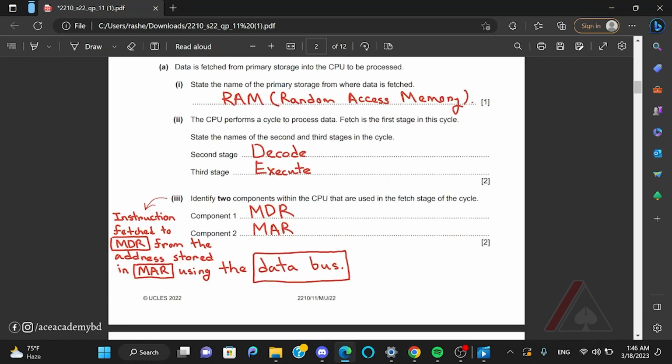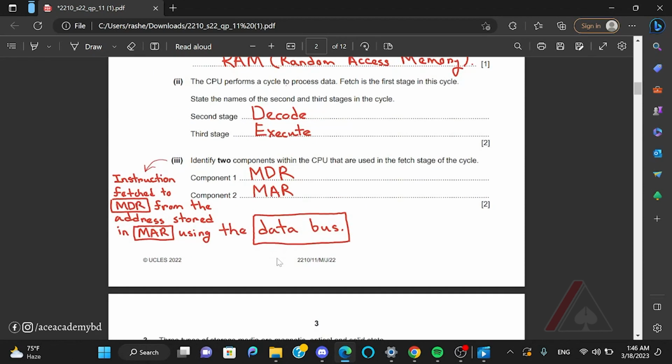So moving on. Number 3, identify 2 components within the CPU that are used in the fetch stage of the cycle. So during the fetch stage, what essentially occurs is that instructions and addresses are fetched from memory using data buses or address buses into specific registers so that they can be decoded later on. So you could essentially include any register or any of the buses used in this stage. However, I have decided to include MDR, MAR, and you could also include other buses like data buses and address buses as well.